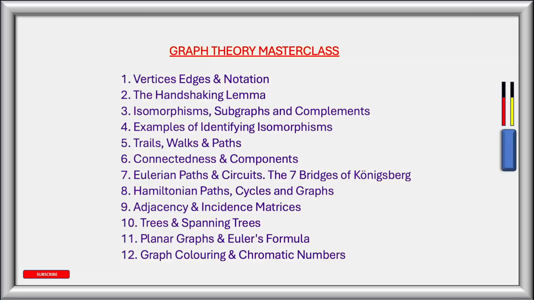We're going to cover the entire landscape, starting with core notation and the fundamental handshaking lemma, moving through the DNA of graphs like isomorphisms and diving into the famous puzzles that started it all, like the 7 bridges of Königsberg. We'll finish with the heavy hitters, planarity, and the laws of graph coloring.